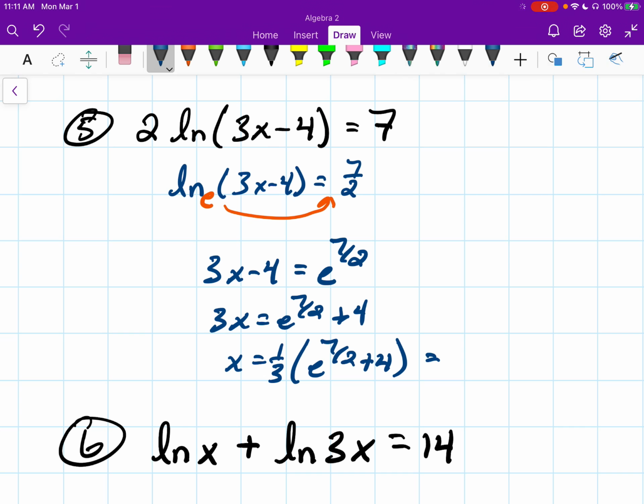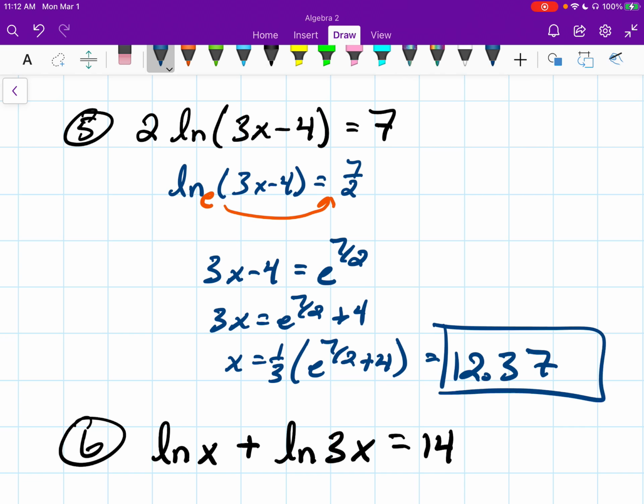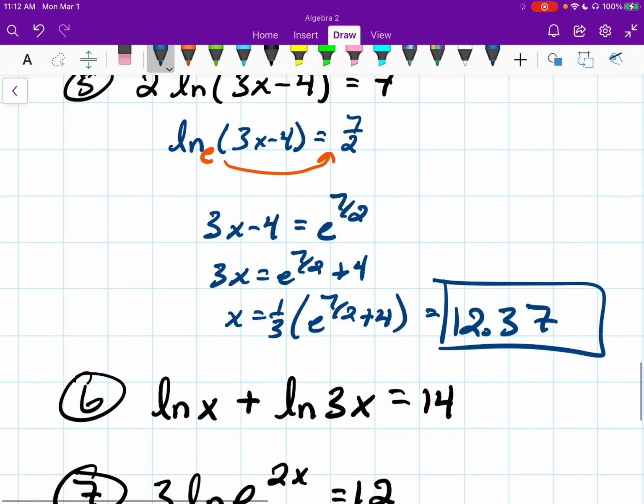And that's something we can type in our calculator. I'll type in 1 divided by 3, times the quantity. So that's me opening a parenthesis. e to the 7 divided by 2, plus 4. And I got 12.37. All right, there we are.